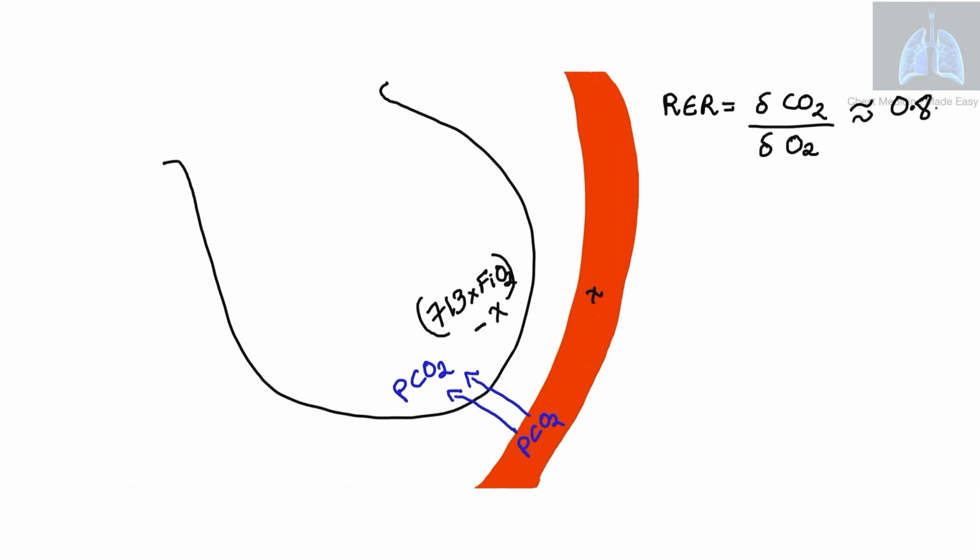So the respiratory exchange ratio is again 0.8, which is the change in carbon dioxide divided by the change in oxygen. So the change in the carbon dioxide here is the PCO2 minus 0, because 0 was the partial pressure of carbon dioxide which had entered the alveoli, divided by the change in the oxygen, which is X. So basically X is the partial pressure of carbon dioxide divided by 0.8. So this is the amount of oxygen that has been diffused out of the alveoli and into the artery.